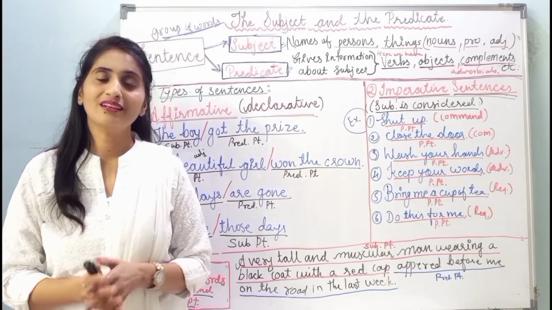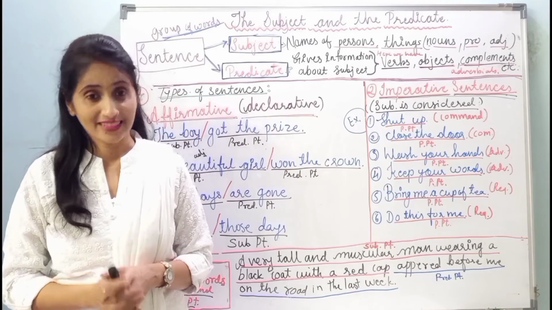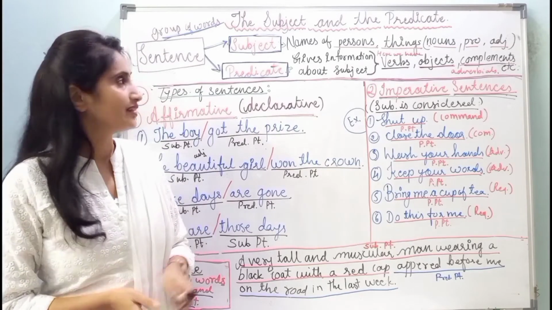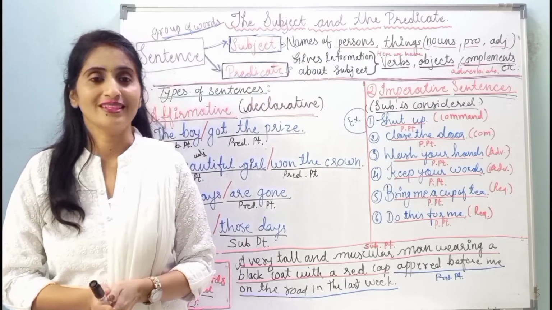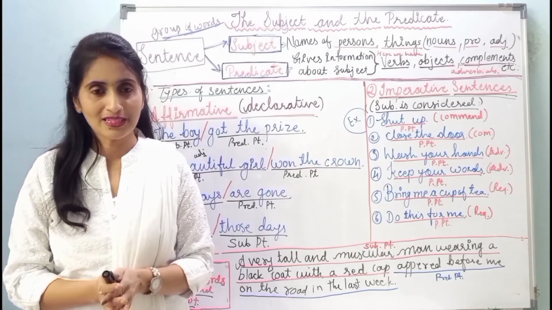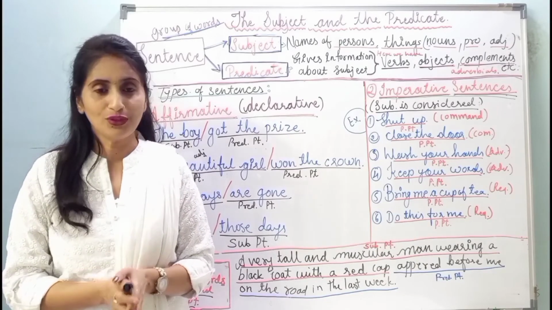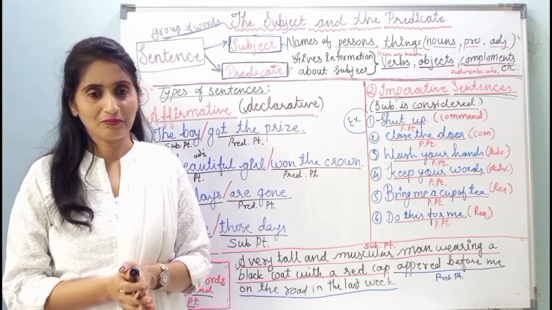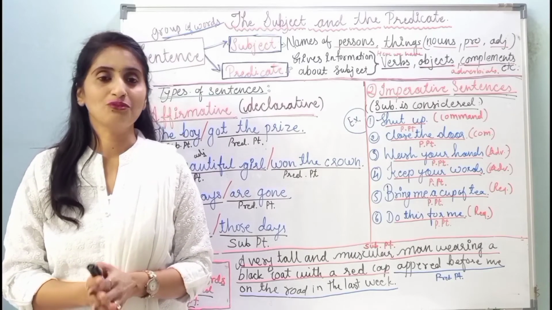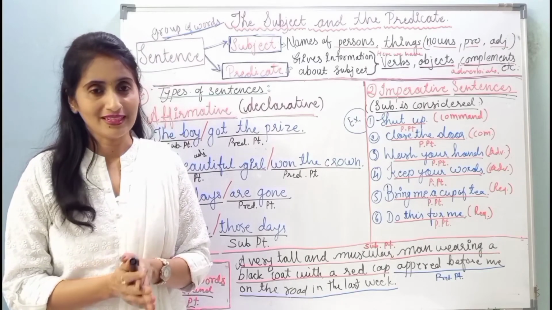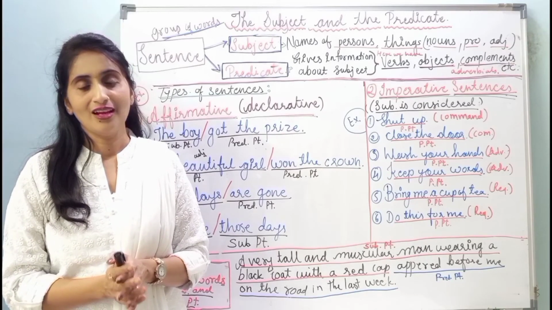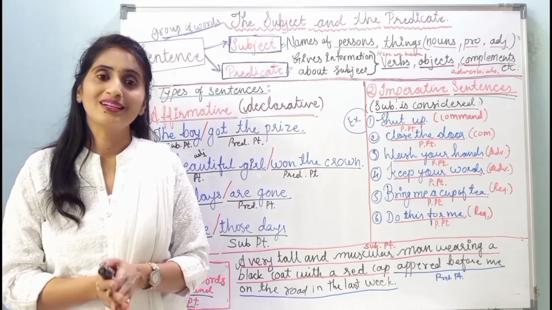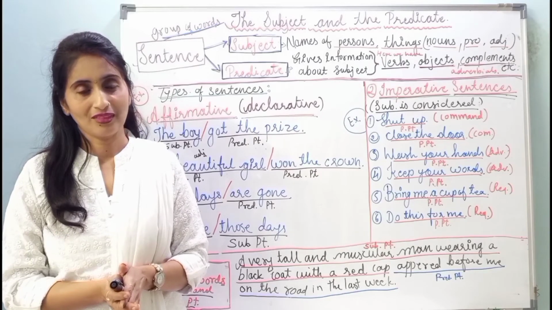Today we are going to start a new chapter. This is our second chapter and the name is the identification of the subject part and the predicate part in the sentences. This is a very simple chapter, so please watch the whole video and try to understand. As per the suggestion of one student, at some places I am going to make use of Hindi. This will definitely help you to understand in a better way.